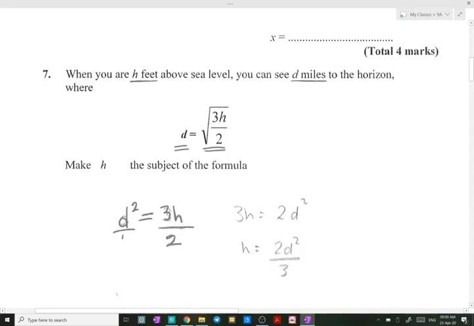Now, since we have two fractions with an equal sign between them, we can cross multiply. So 3h is equal to 2d squared. So h is equal, you divide by 3, 2d squared over 3. And this is how you make h the subject of the formula.